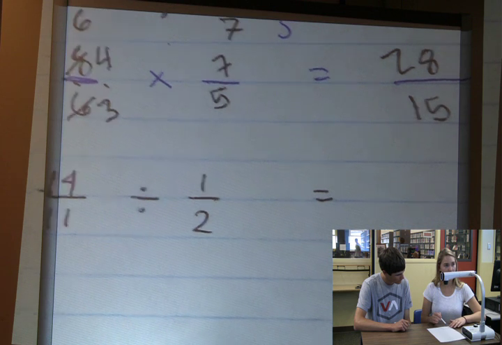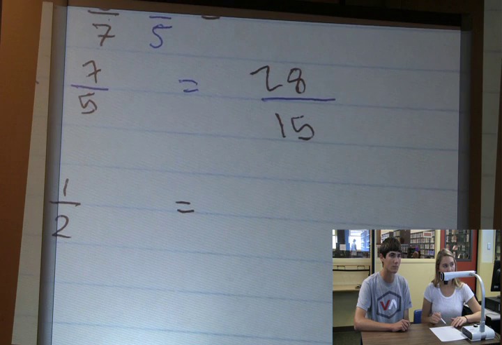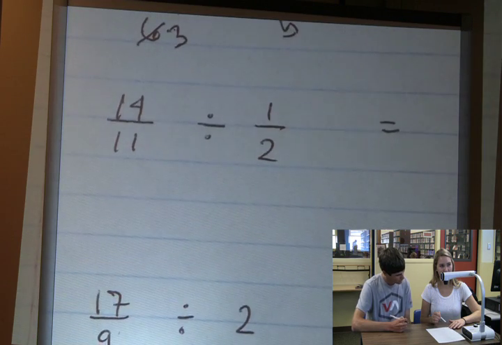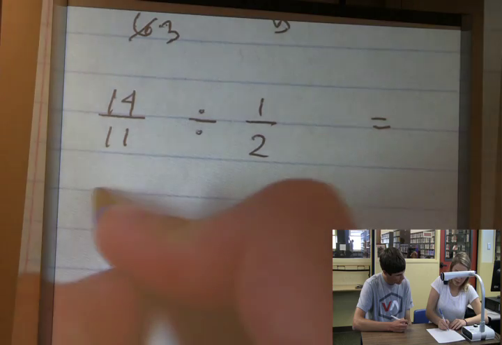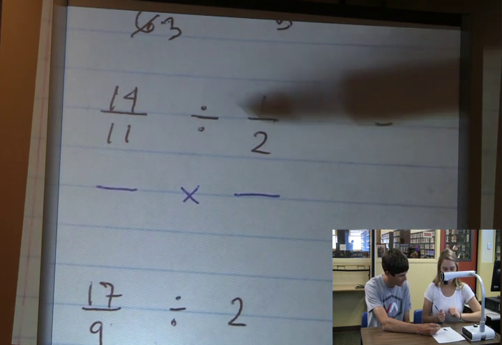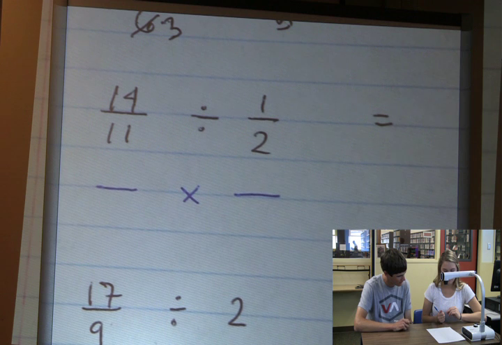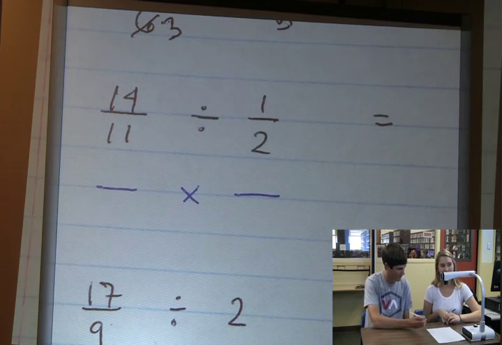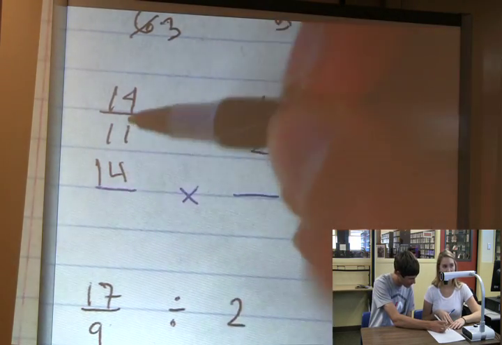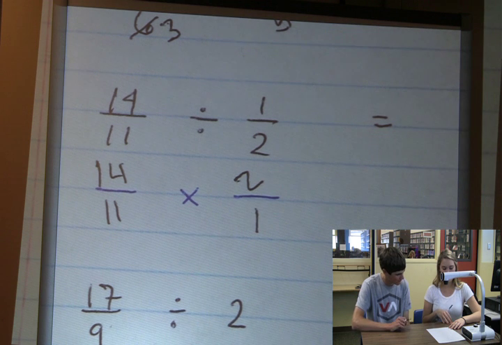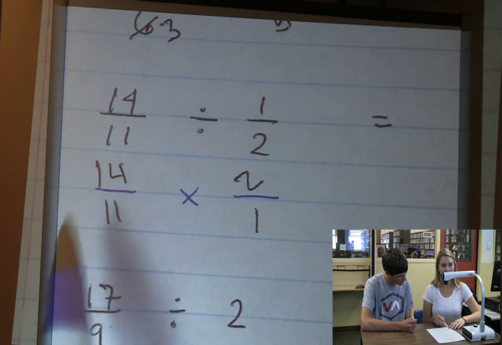So if you have 14 over 11 divided by 1/2, can you try and rewrite these two down here to make it a multiplication problem? Can't you reduce this first though? Because the 14 on top is divisible by 2? Rather than reducing first, you want to make it a multiplication problem and then possibly reduce it. Okay. So the first one would stay the same, right? Right. And then the reciprocal would be 2 over 1. Right. And now when you look at it, you can't reduce anything.